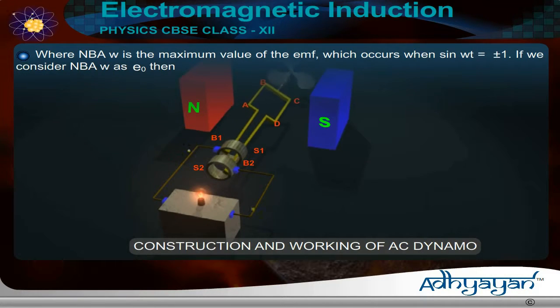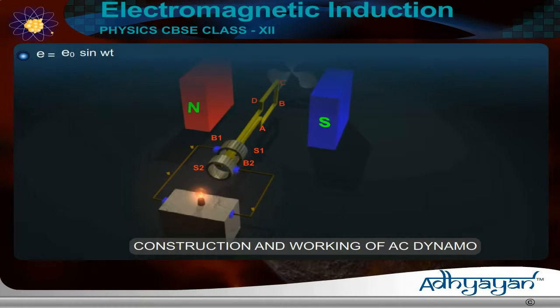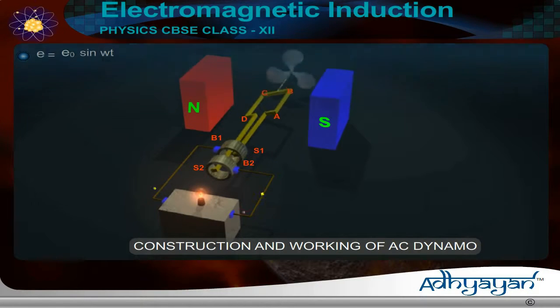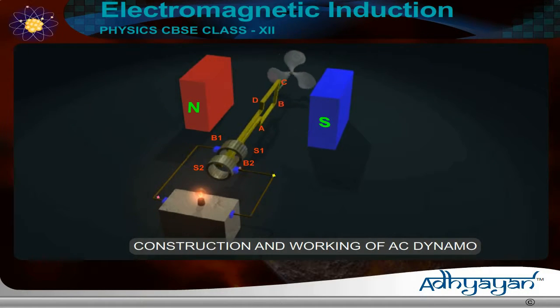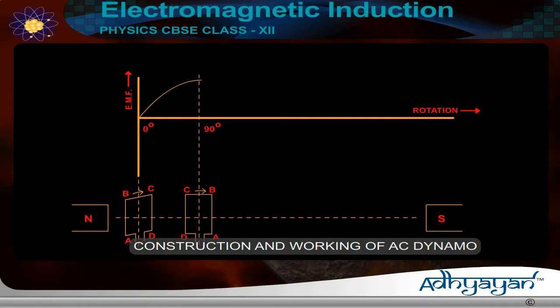If we consider NBA omega as epsilon 0, then epsilon = epsilon 0 sin omega t. When the coil gets rotated by 90 degrees, EMF induced in the coil is maximum. On further rotation of the coil by 90 degrees, the induced EMF falls to 0.